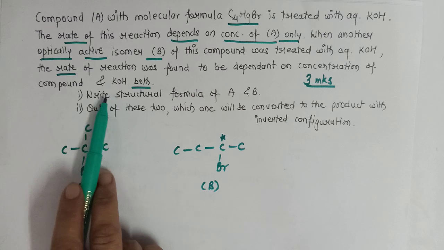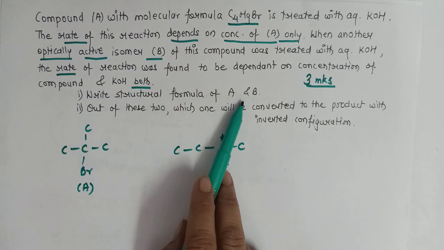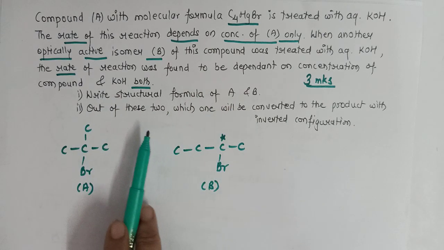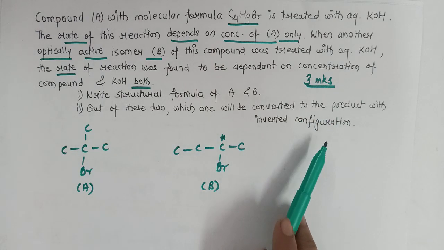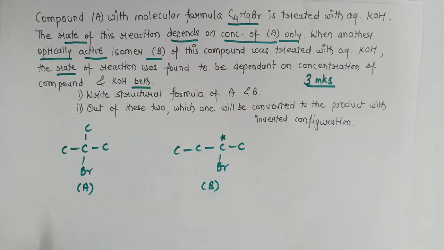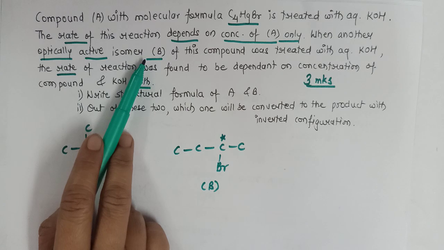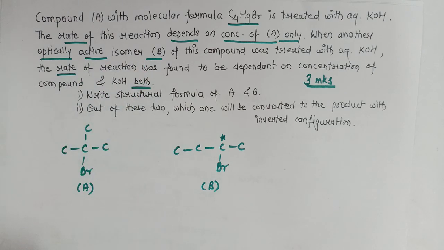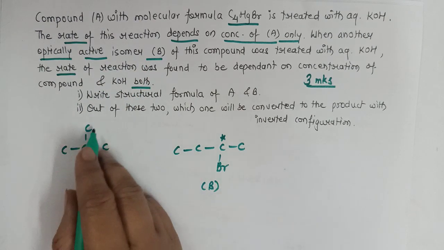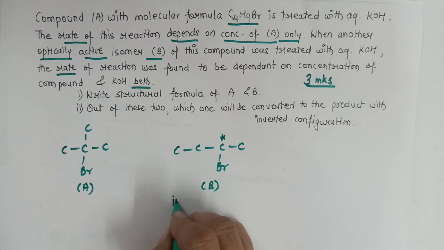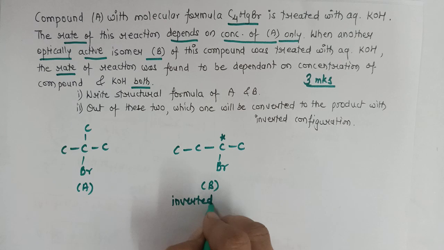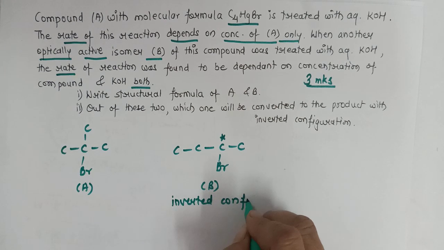So we have got the answer of the first one: write the structural formula of A and B. The second one, out of these two, which one will be converted to product with inverted configuration? Now we know that specially SN2 gives inverted configuration, and optically active is B, which undergoes SN2 reaction, and therefore the second answer will be also B. It gives the inverted configuration product.